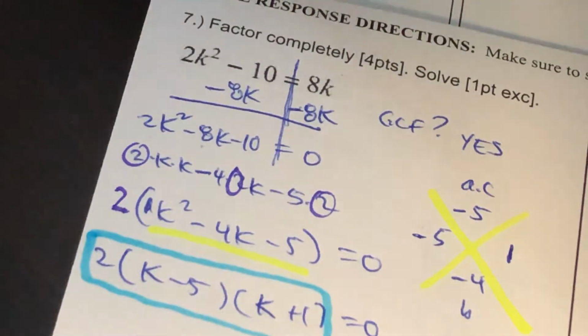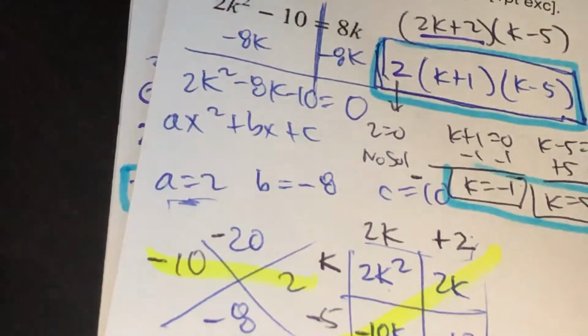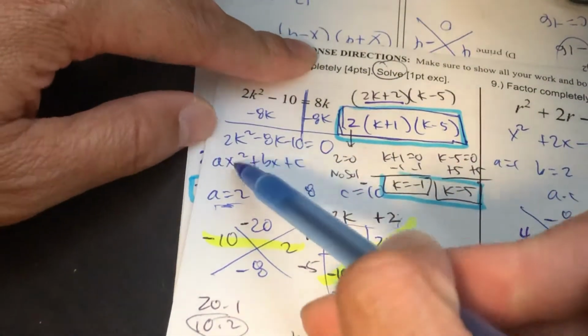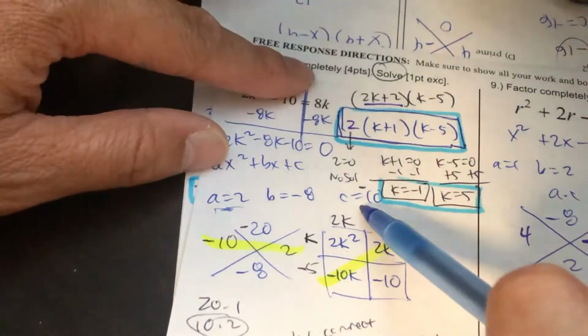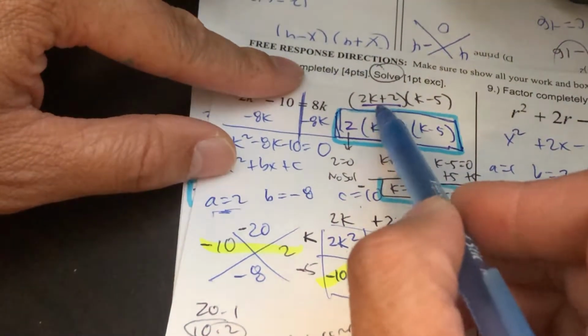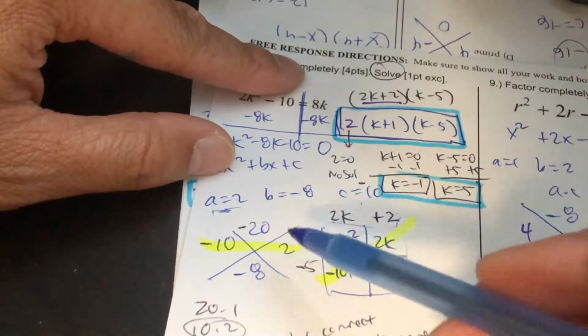If for some reason you did not see the GCF, then you can do something like this. I just want to show you a different solution. I subtracted 8x, same thing, and then my a value was 2, b value is negative 8, c value is 10, and then I did the same thing. What you get is these factors, and you just pull out the 2 in front. So that's another way of doing the problem.